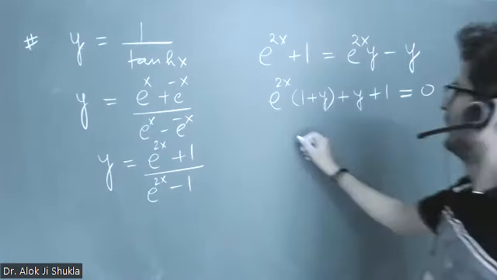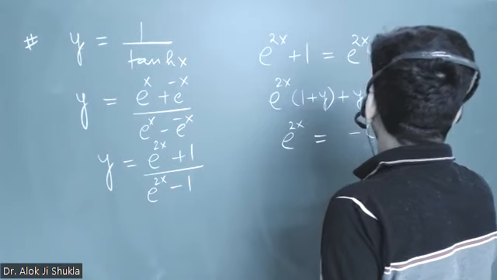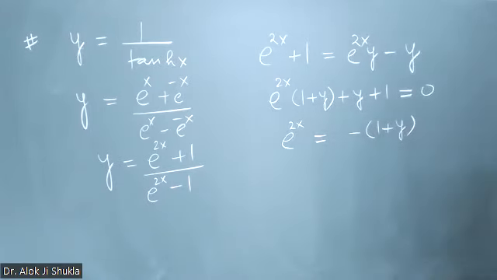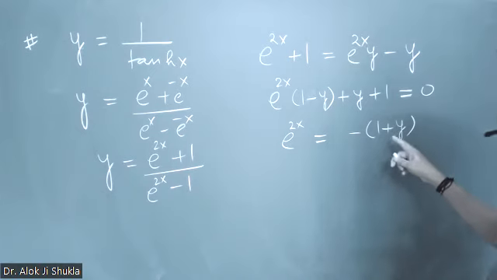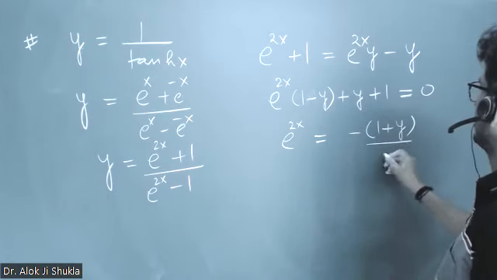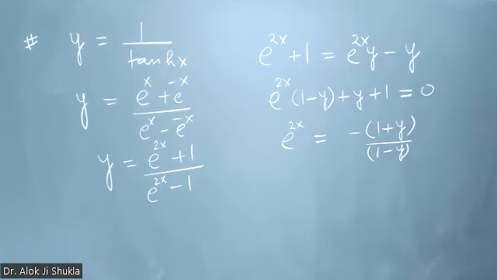Keep telling me, brother. E to the power 2x is equal to minus 1 plus y. Sorry, somewhere a mistake is happening. In e to the power 2x, 1 minus y will come. E to the power 2x times 1 minus y, right? So this will become this upon 1 minus y. Is that okay? Yes, sir. Now it is fine?